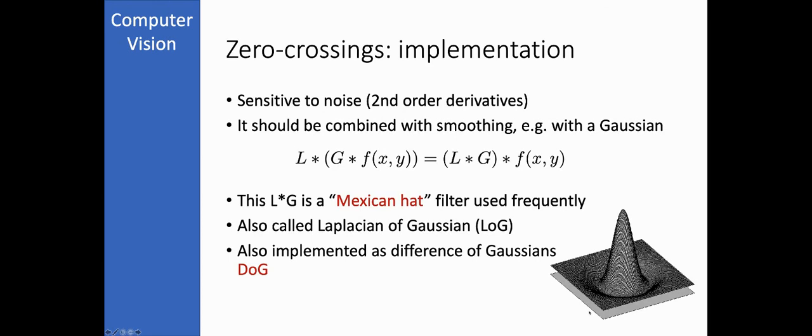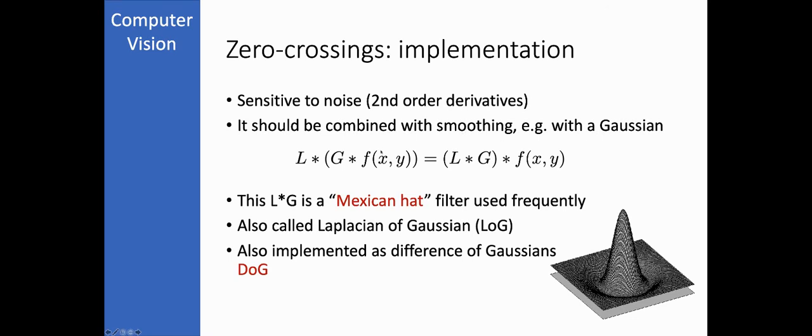When we implement the zero crossing or the Laplacian operator, we have to be careful about the noise. We said that the first order derivatives are very sensitive to noise. Well, here we're looking at second order derivatives. So the direct implementation of the Laplacian operator can be really detrimental. It will produce a lot of spurious edges in the image. So it's usually combined with a smoothing operator, particularly with a Gaussian.